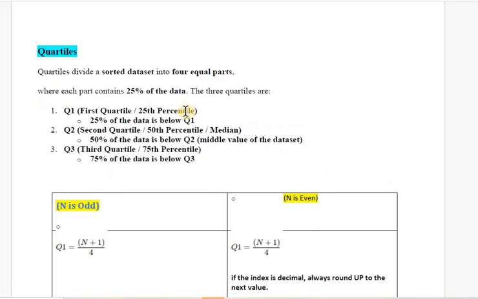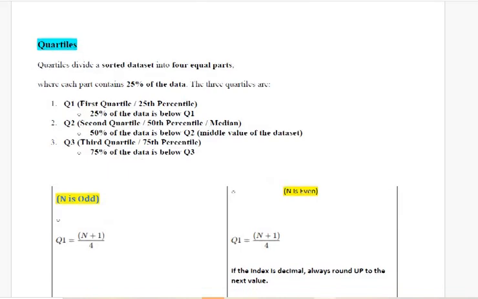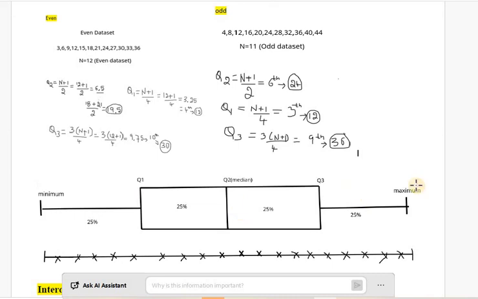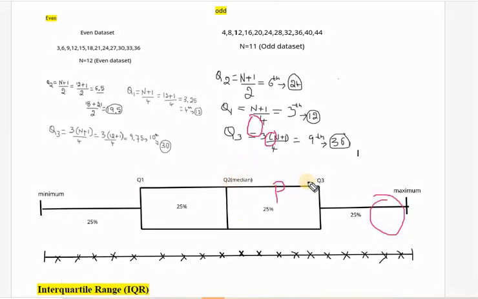Now let's see the quartiles. What is the concept of quartiles? Quartiles divide a sorted data set into 4 equal parts, where each part contains 25% of the data. The 3 quartiles are Q1, Q2, Q3. The quartile plot would look like this, the diagram is below. This is the quartile plot: Q1, Q2, Q3. This is the meaning of quartile.